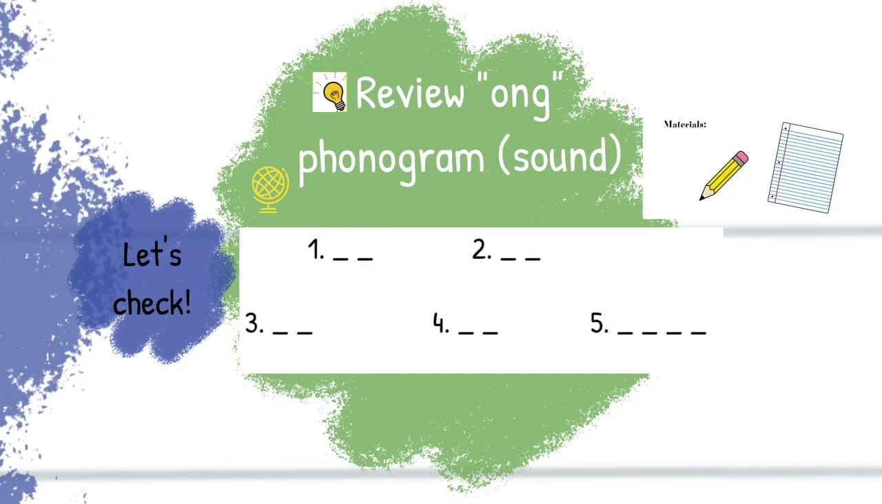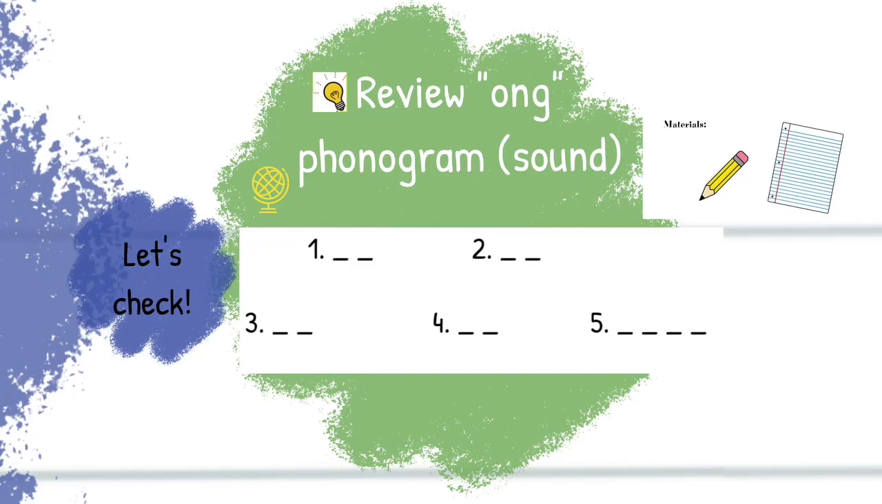Now number 3. I just get so excited. I go too fast. I'm sorry. Number 3, long. Say it. Good. Long. Now stretch it out or chop it up. Ong. Number 4, song. Say it. Very good. Song. Now stretch it out or chop it up. Ong. Say those sounds as you're writing the letters that make those sounds.